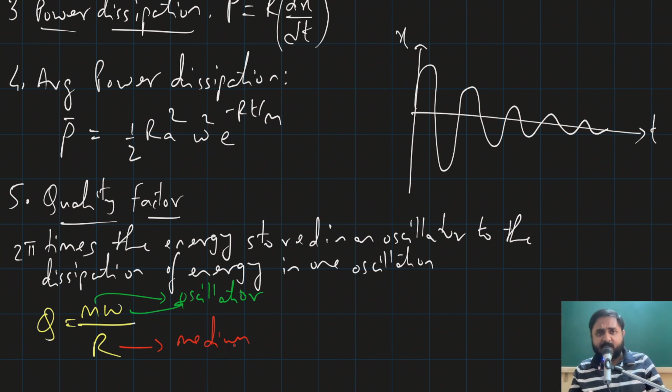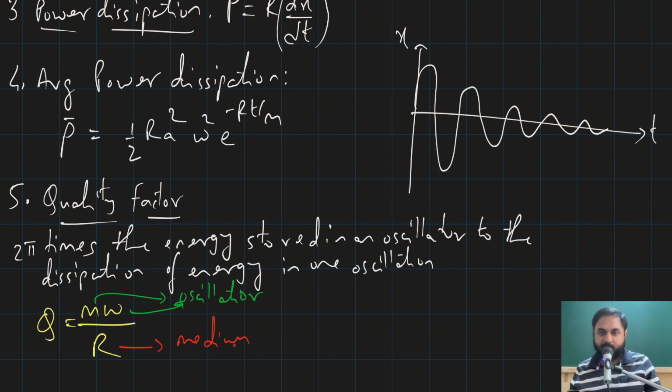And this is fairly easy to find. You can measure the mass, you can find the angular frequency. Of course, how do you measure R? The best way is to use log decrement. Use log decrement and find R. Using these three terms, you get the quality factor, which tells you how quickly an oscillator loses energy.